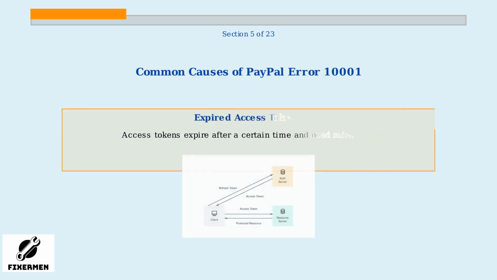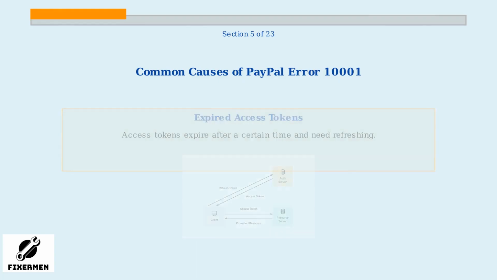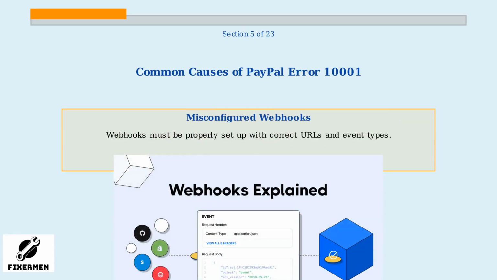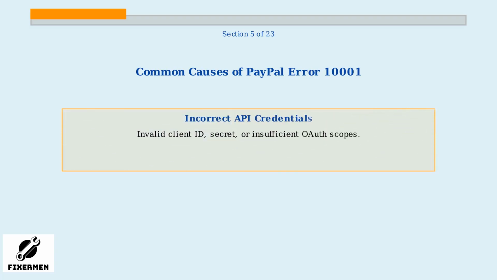Second, expired access tokens are a common cause. These tokens have a limited lifespan and must be refreshed using a refresh token to maintain authorization. Third, misconfigured webhooks can cause this error. Ensure webhook URLs are valid and configured for the right events in PayPal's developer portal. Finally, incorrect API credentials, such as invalid client ID or secret or missing OAuth scopes like payment.all, will trigger error 1001. Always verify credentials first.